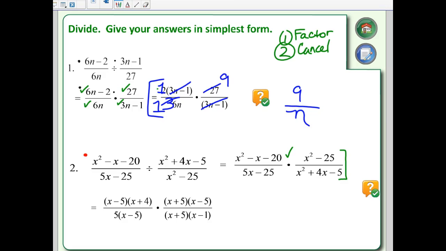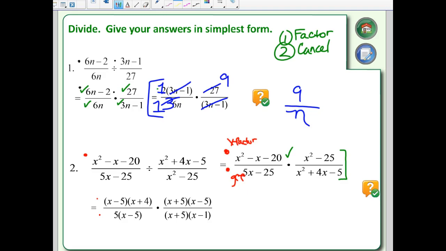Now we've got to go down here and factor a whole lot of things. If I look at the first one here, that's 3 terms, so I'm going to have to x factor. Hopefully you realize that that's going to become x minus 5, x plus 4. Then we look at the denominator of the first fraction. Oh yes, I have a GCF. If I factor out the GCF, I have 5 times parentheses x minus 5.